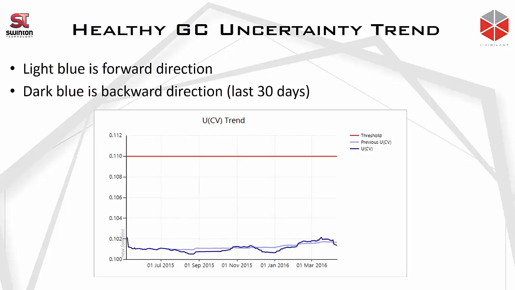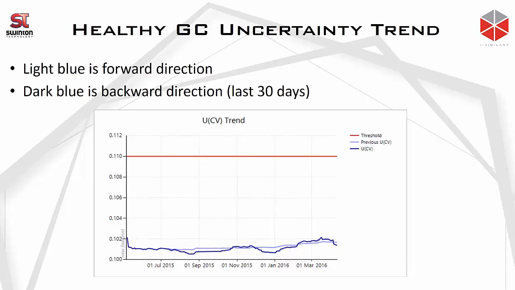When we look at an actual case of GC measurement, this particular trend is coming from a perfectly healthy GC. We have been monitoring this GC for almost a year now, and you can see that the uncertainty is really low. 0.1% is actually the uncertainty of the calculation standard itself, which is ISO 6976. So the actual uncertainty that comes from the reproducibility of the GC is really low.